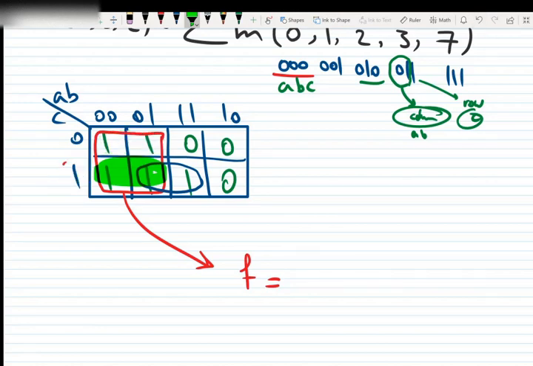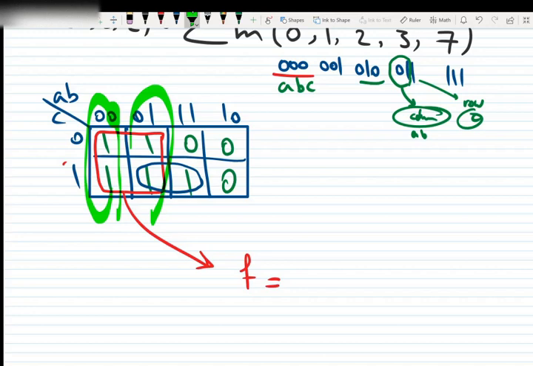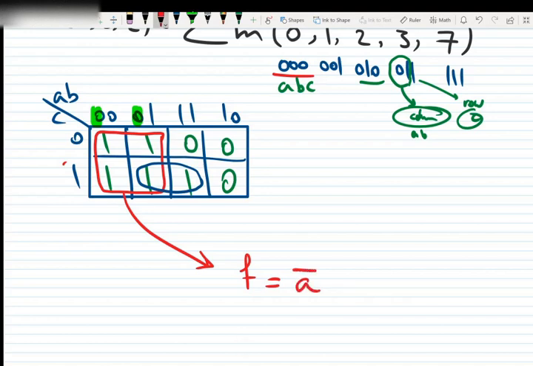Okay. What about B? If we look, we see that for the first column, B is 0. For the second column, B is 1. So B also is not constant. What about A? If we look, we see that for all four minterms, A is equal to 0. So we say A bar. That's it. So all these four minterms combined together are simplified in the form of A bar.